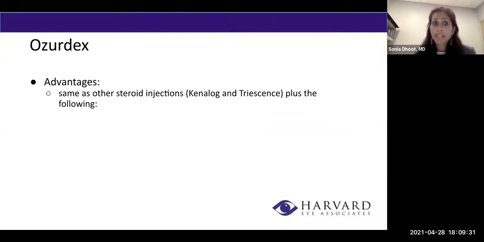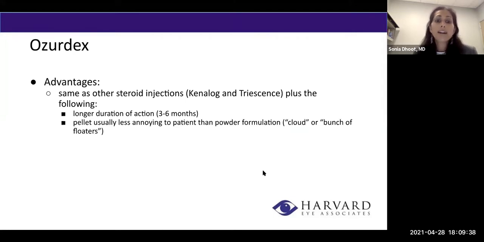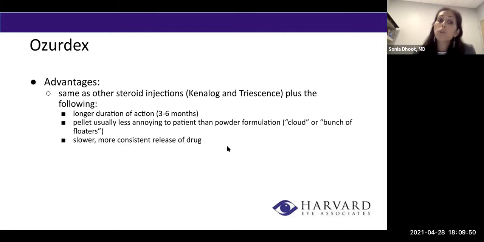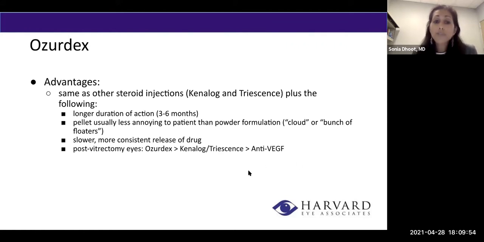Advantages is it's the same as other steroid injections, plus it lasts longer. It's a little pellet, so that's less annoying to the patient than Kenalog or Triessence, which is basically just a cloud of white steroid that we inject, and so it can be really distracting to look through. And it's a slower, more consistent release of drug. In patients who've had vitrectomy surgery, the Ozurdex works better than the Kenalog, Triessence, or the anti-VEGF therapy.